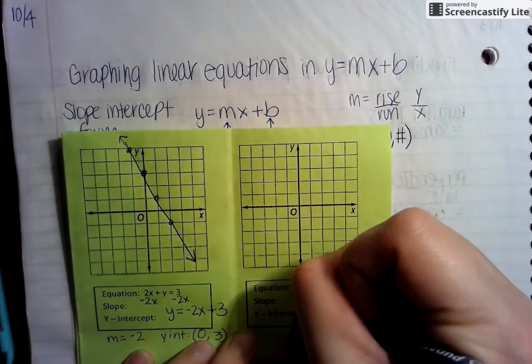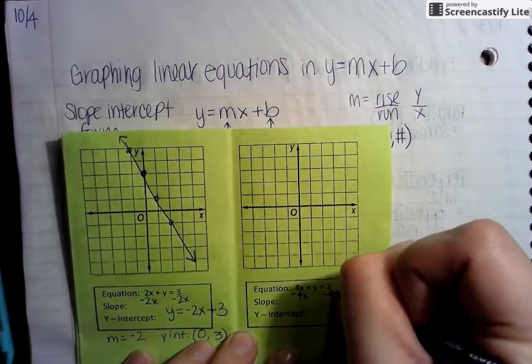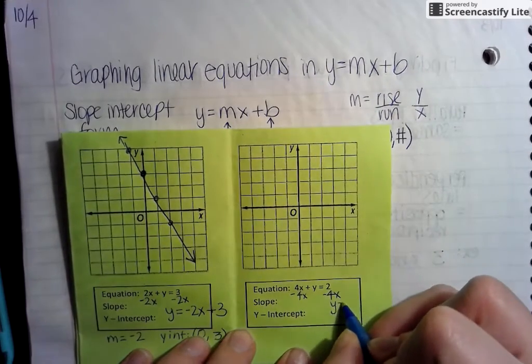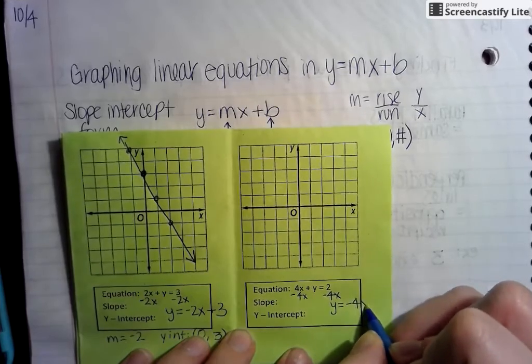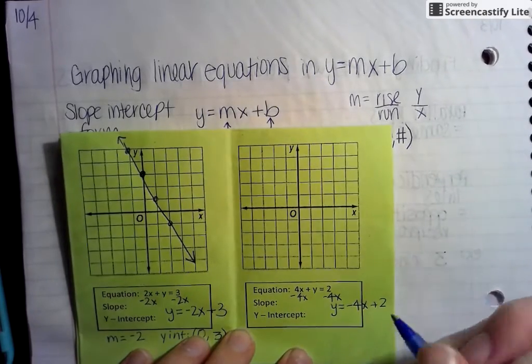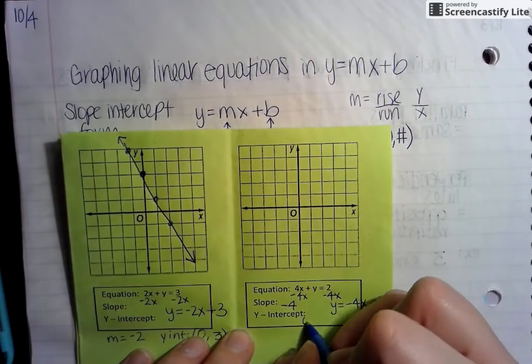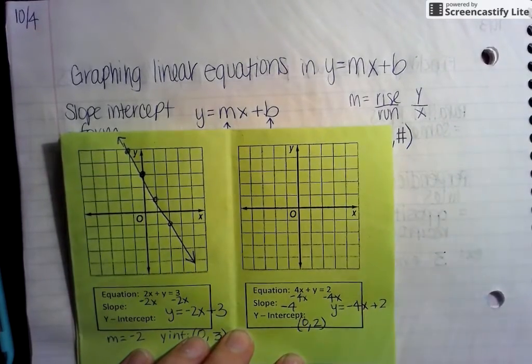Our last example, we want to get y by itself. So I'm going to subtract 4x on both sides. We cannot combine these together because they're not like terms. So I'm going to get y equals negative 4x plus 2. So my slope is negative 4. My y-intercept is (0, 2).